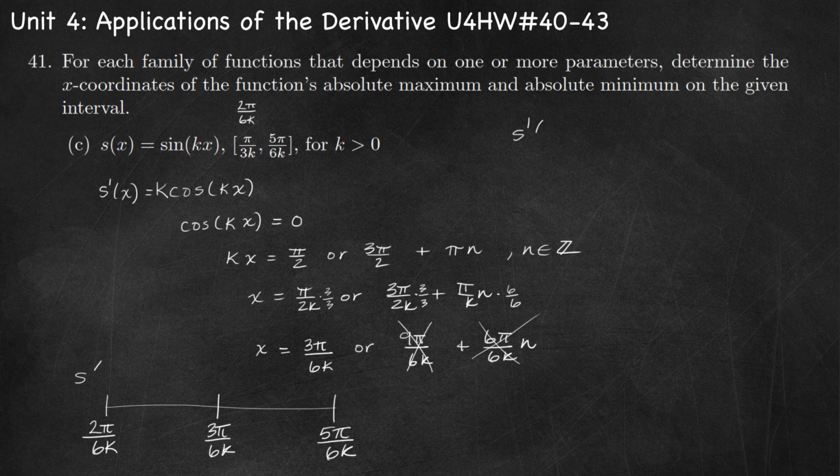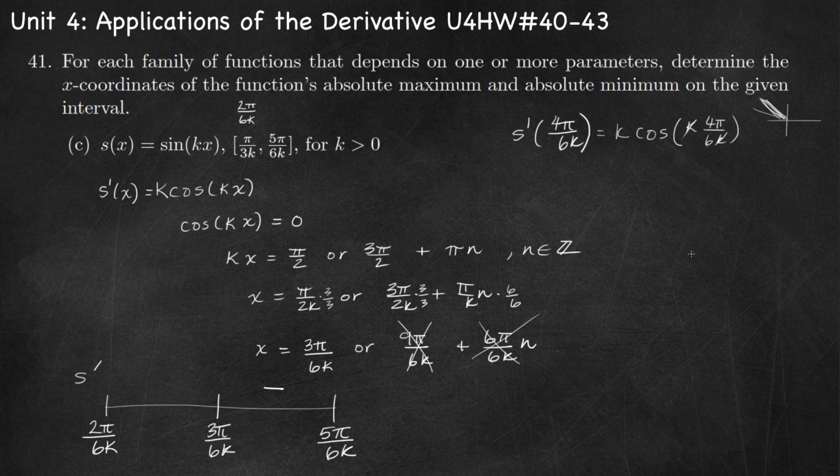S prime at 4 pi over 6k equals k, which is positive, times the cosine of k times 4 pi over 6k. So in that case, the k's cancel out. 4 pi over 6 is 2 pi over 3. Okay, 2 pi over 3 is over here. Well, more like up here. But it's in quadrant 2 and there cosine is negative, so negative.